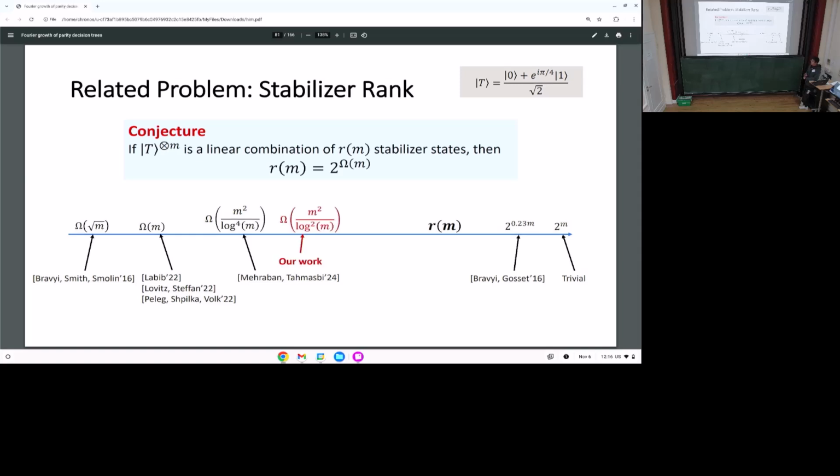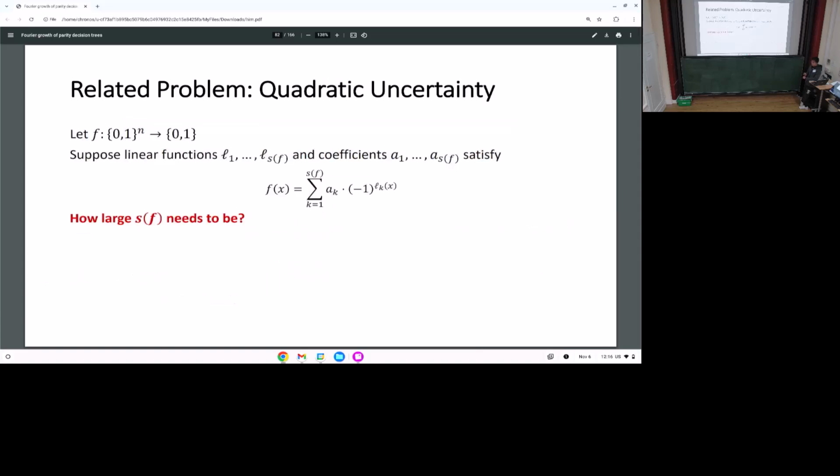And because we improve the state preparation, we can shave some logs. So the log to the 4 is improved to log to the 2. And this log to the 2 comes from a union bound that is independent of the state preparation task. Okay. And why do I mention this problem? It's because it's related to Boolean functions. So this is a function called quadratic uncertainty.